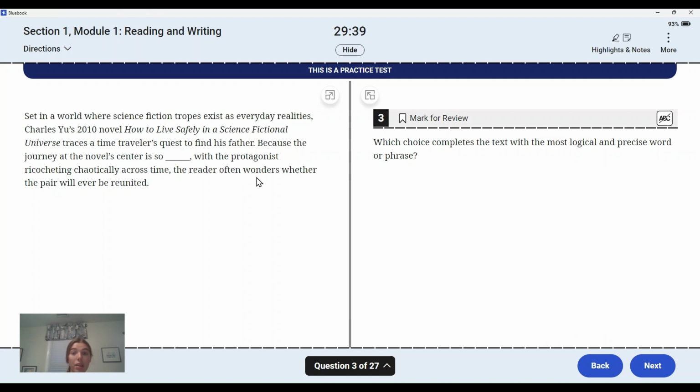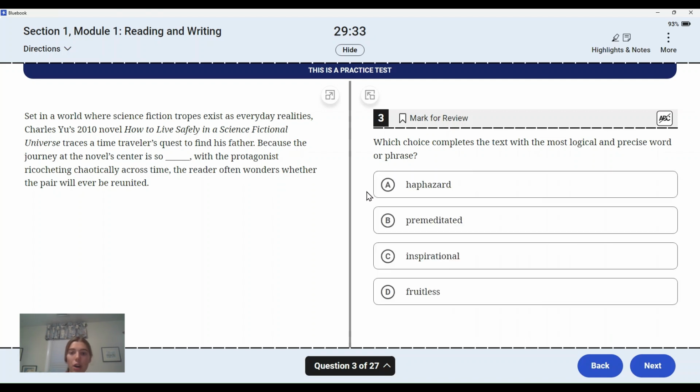And so now that you have a word that you've put into that blank, now you can look at the answer choices. So we have haphazard. That actually kind of means what we're looking for. It means all over the place. There's no order, rhyme, or reason.